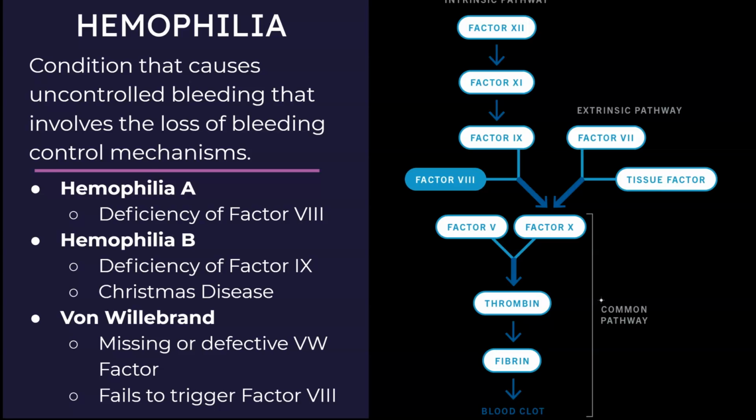Okay. Factor 9, or Christmas disease, is up here again. You won't make it to factor 10 if this factor is missing. And then you have von Willebrand, which is one of the more commonly seen hemophilias. There's a missing von Willebrand factor, because if your name is von Willebrand, if you have not named something after yourself, you're really missing out. It again happens over here in this corner of the intrinsic pathway by factor 9 and factor 8. Von Willebrand doesn't make factor 8 happen. So it's sort of like a step above hemophilia A.